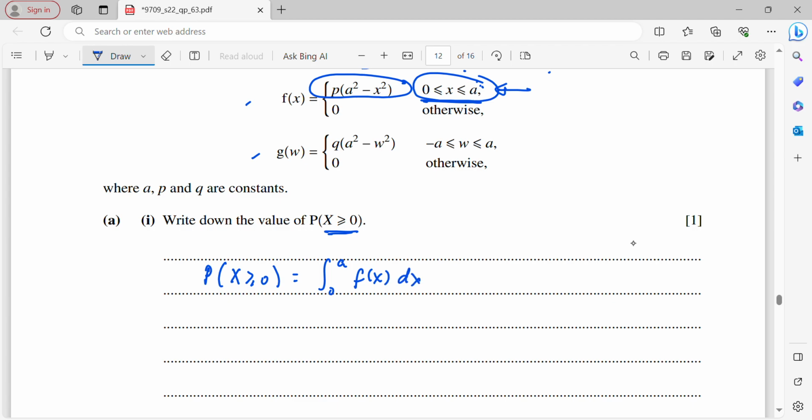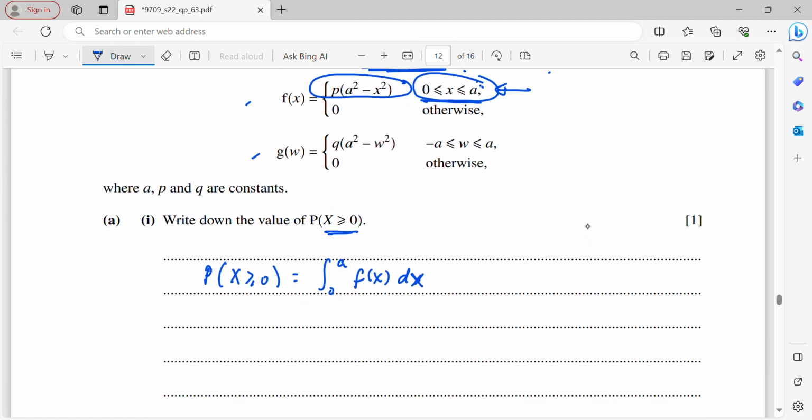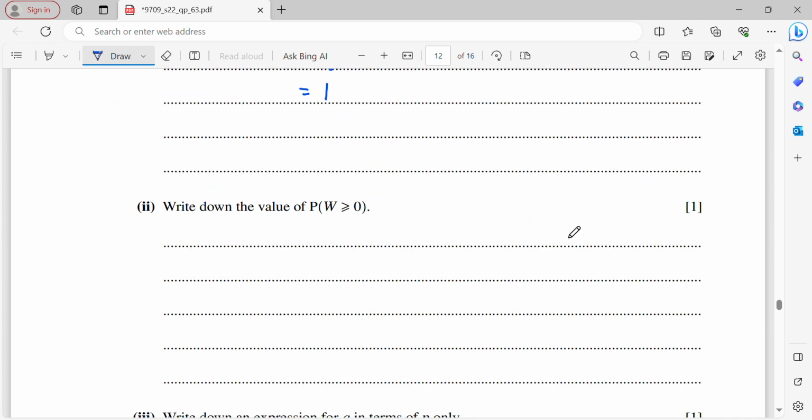So since the fx is the probability density function, that means when you integrate the function throughout the whole interval, the probability is going to be 1. That's the definition of probability density function. That's why the question just asks you to write down the value without any calculation. Okay, so now part 2 writes down the value of P(W at least 0). So now P(W at least 0).